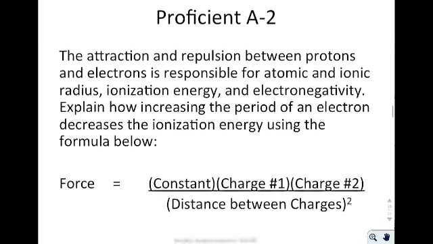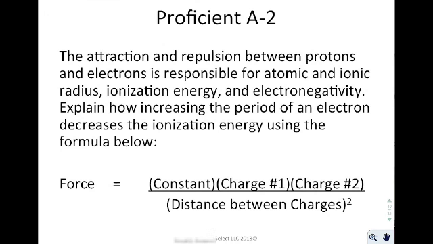Next, it says the attraction and repulsion between protons and electrons is responsible for atomic size, ionization energy, and electronegativity. Explain how increasing the period of an electron decreases the ionization energy using the formula below. This is a formula that you will use quite a lot in physics. It's actually called Coulomb's law.